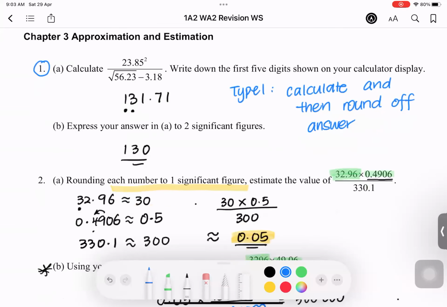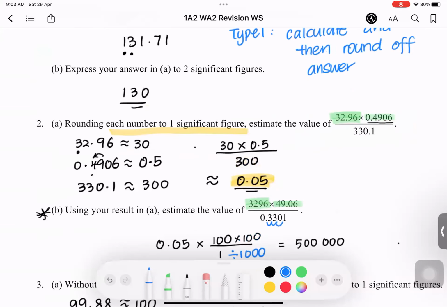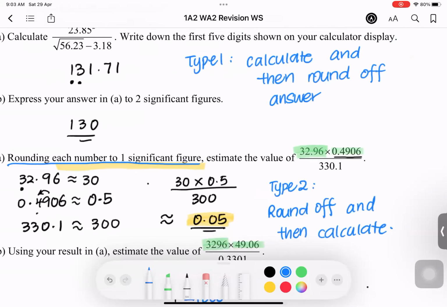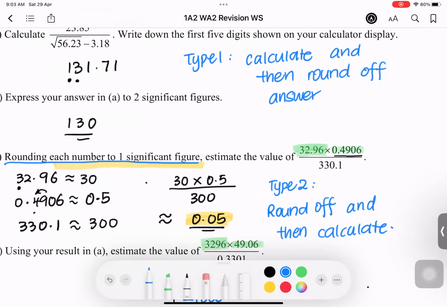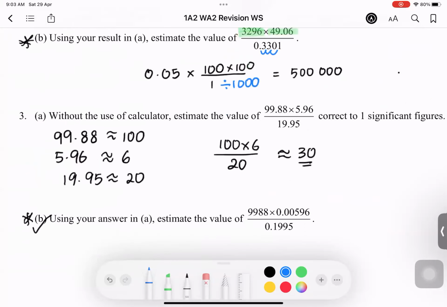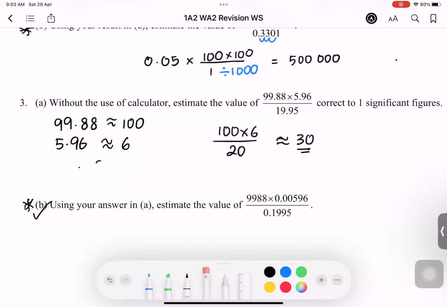Now, question number two, the type two question, is you need to round off first. Because the question here says rounding each number to 1 s.f., and then you do the calculation. So the processes are different, and the answer will come out to be very different. I shall just use question 3. I gave question 3B as homework, but I'll just use question 3 to do a revision again.